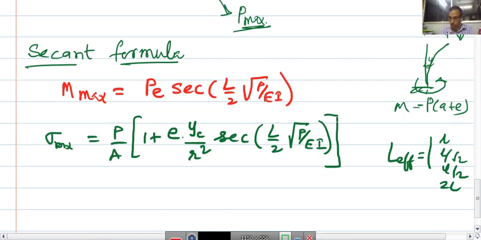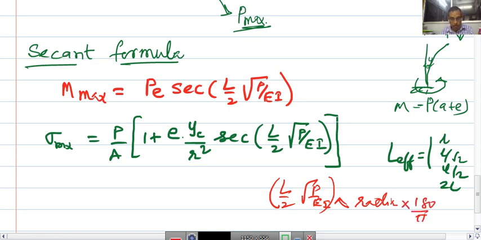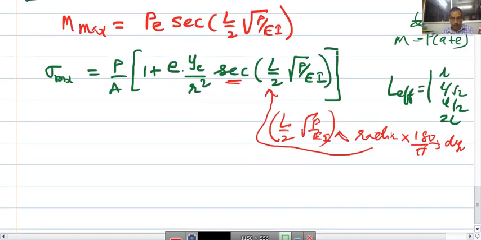Okay, now using this, one more important thing you have to understand is that whatever L by 2 root over P by EI you get is in radians, because all these terms are radian values. So, radians multiplied by 180 by pi converts to degrees, and only then should you substitute it here to get the secant value. Please remember that, otherwise you will get a wrong answer. Okay, so this is one.